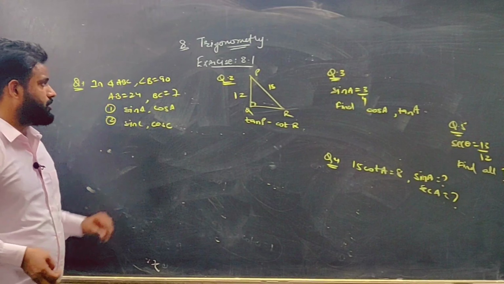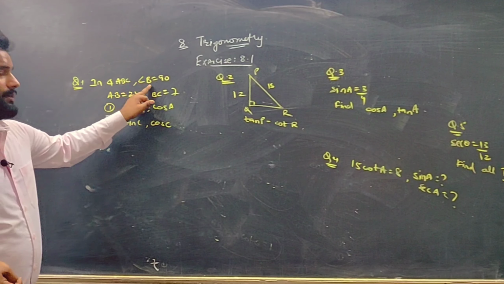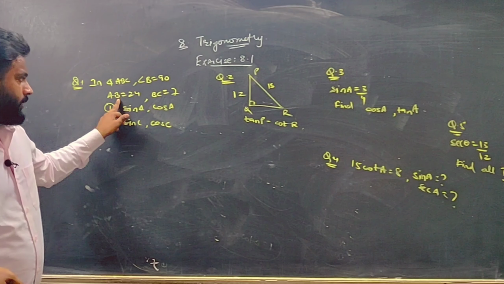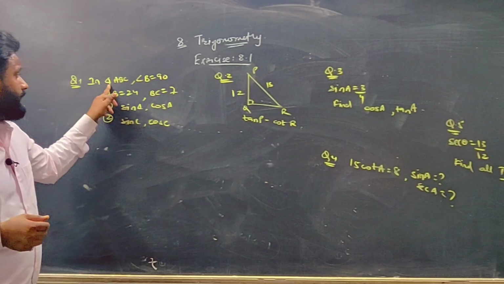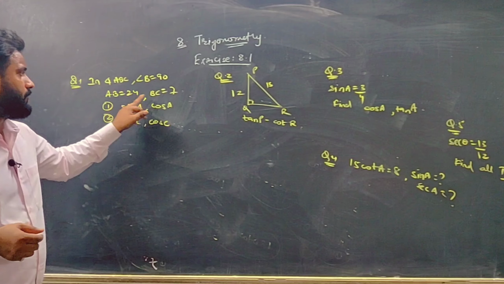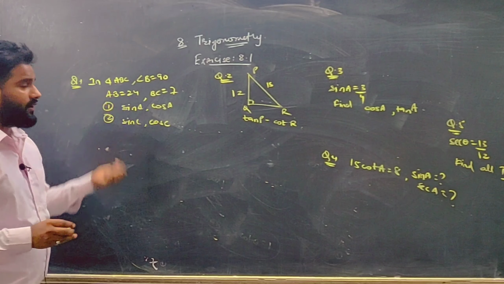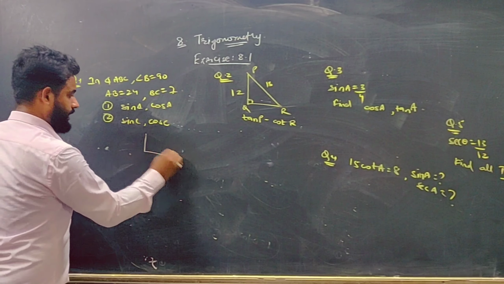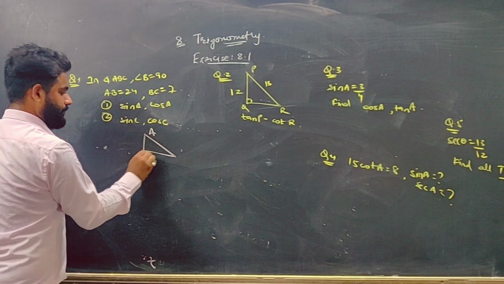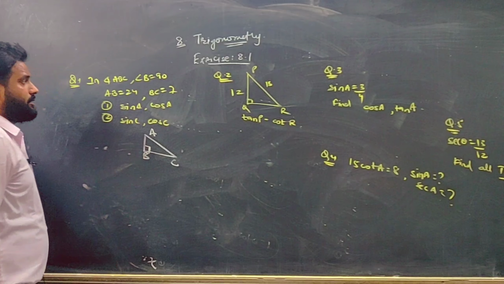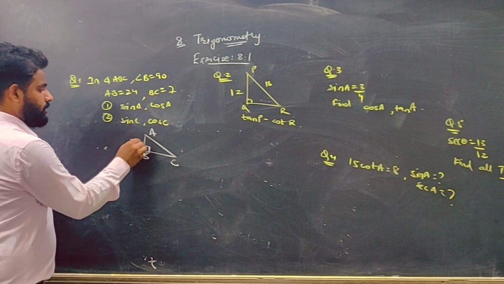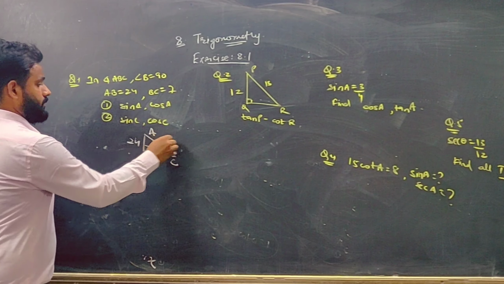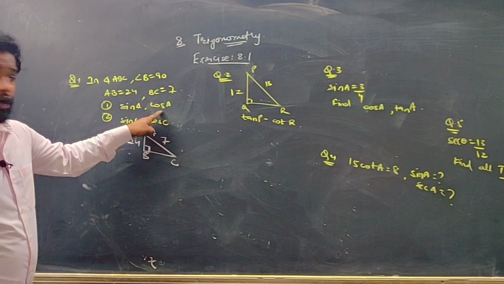So this is the first question. In triangle ABC, angle B is 90, AB equal to 24, BC equal to 7. Just draw the diagram as per the given information. You will take a triangle ABC, where angle B is 90, AB is 24, BC is 7. Now they are taking sine A, cos A.